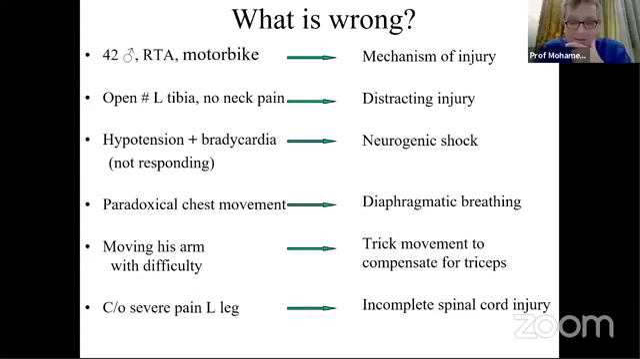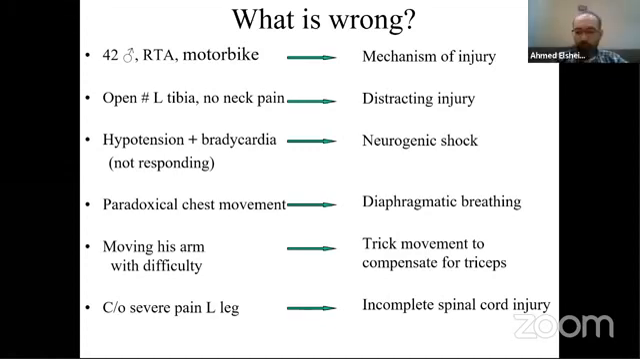Any other questions? From Dr. Question here: should I immobilize the neck in any significant trauma, or is there a specific indication? So he's talking about the neck collar immobilization.